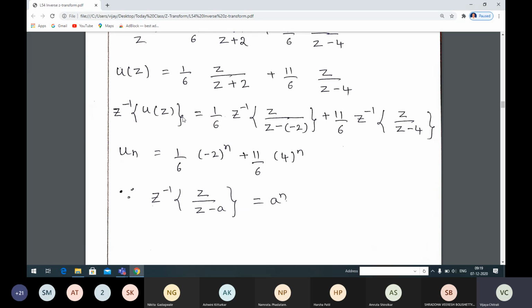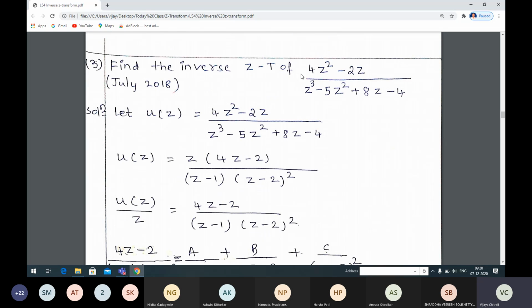So z inverse of U(z) is u(n). So this is equal to 1 by 6 z inverse of z divided by z minus a. In place of a, what do we have here? Minus 2. So minus 2 raised to n, plus this 11 by 6 is as it is. In place of a, what do we have here? 4. So 4 raised to n, because we have the standard result that z inverse of z divided by z minus a is equal to a raised to n, right? Now move on to the next example.